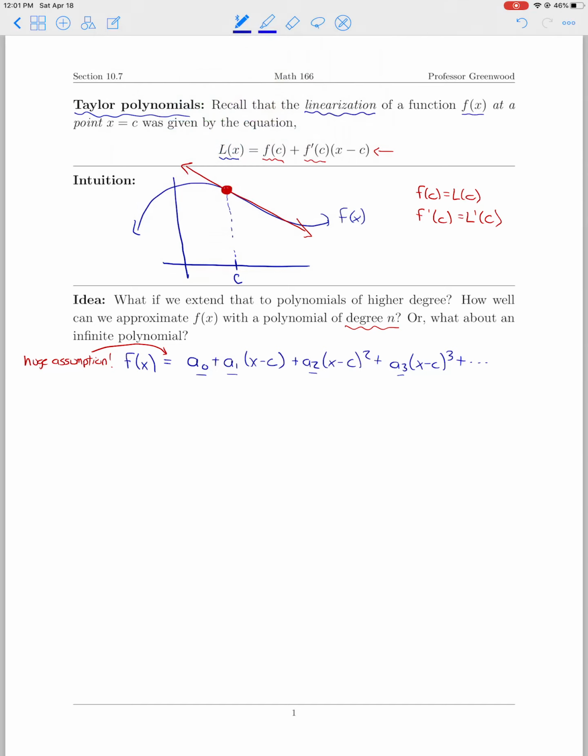And so now we need to figure out, for example, how to compute a0. Well, like I said before, we probably want the left-hand side and the right-hand side to agree when you plug in the value c. So if I just plug in c, then on the left-hand side, I just get f of c. And then on the right-hand side, every term just disappears except for the very first one. And so we can see that a sub 0 is just going to be equal to f of c. And so that's actually what we had for the linearization formula at the top of the page as well. And so now we'll take a derivative of both sides.